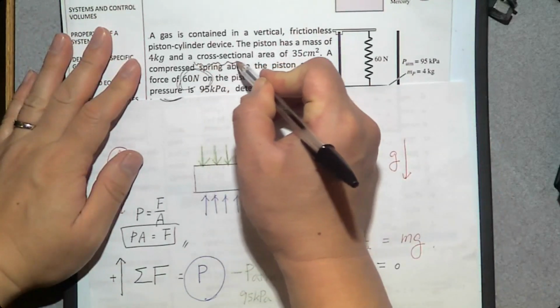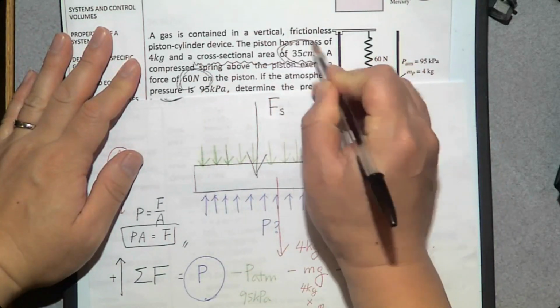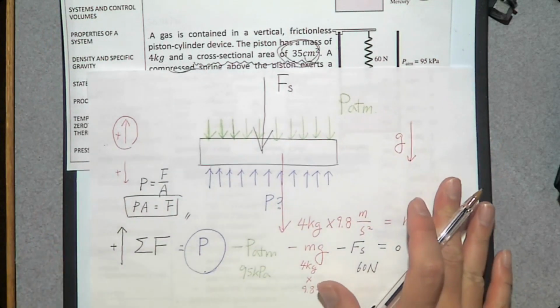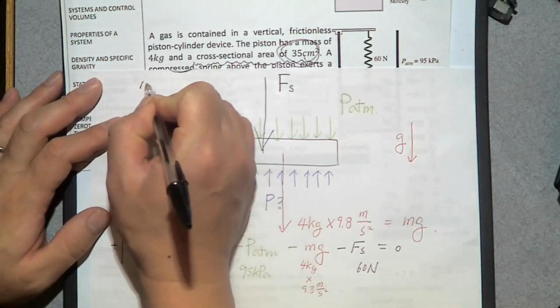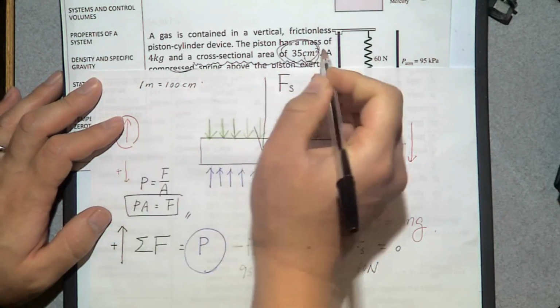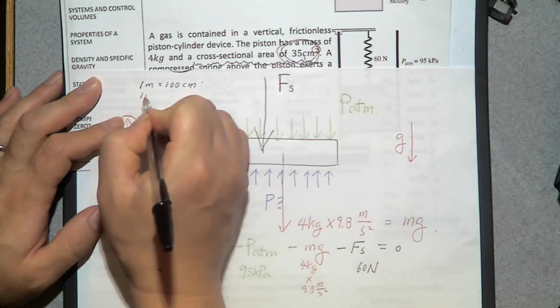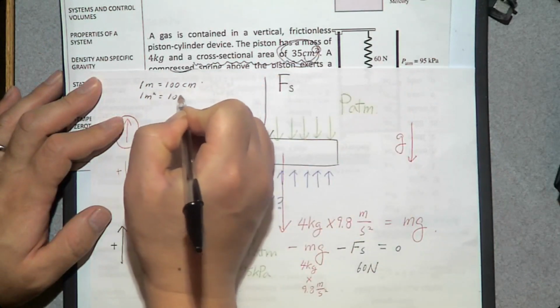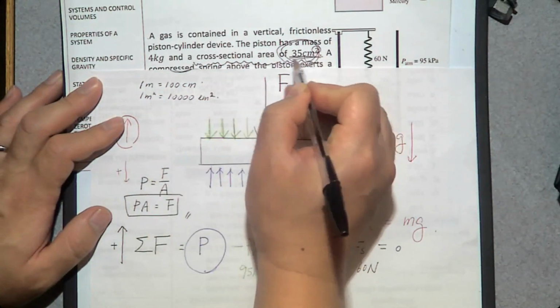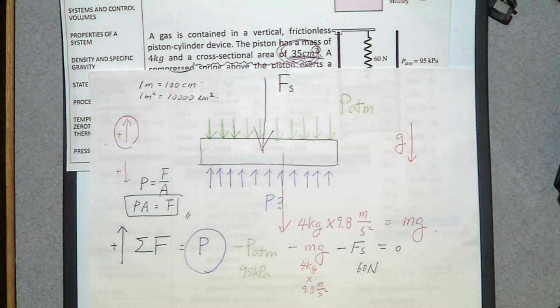The cross-sectional area is 35 centimeters squared, but you don't like centimeters. You prefer meters, right? How can you convert that? 1 meter is 100 centimeters. And we have a square here. 1 meter squared is 10,000 centimeters squared. So you need to divide this one by 10,000.